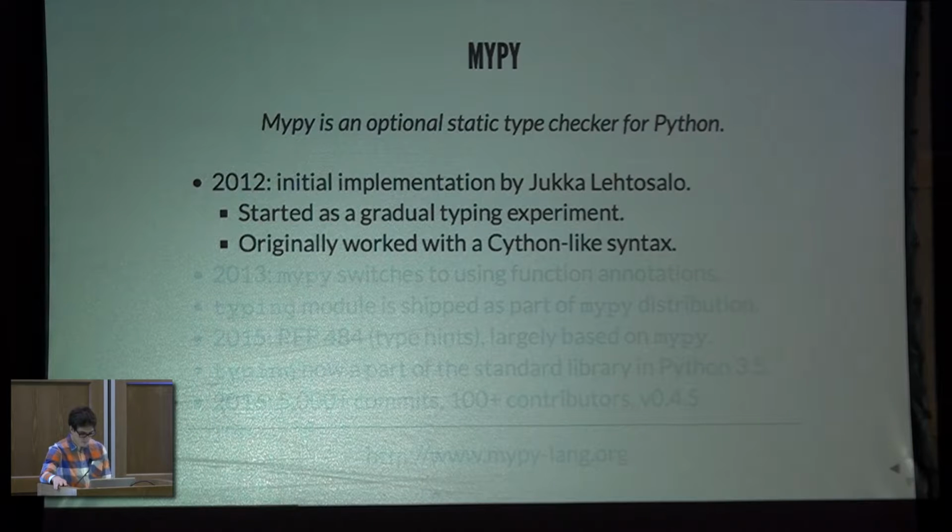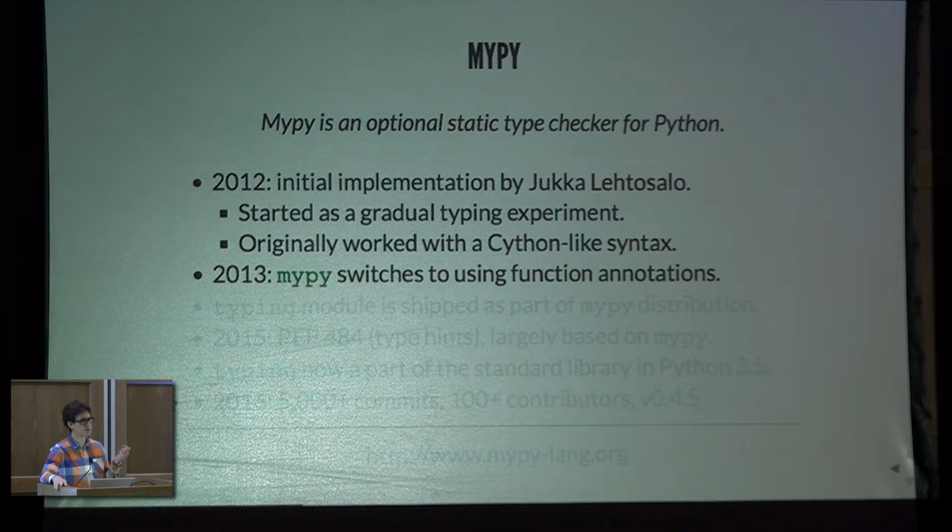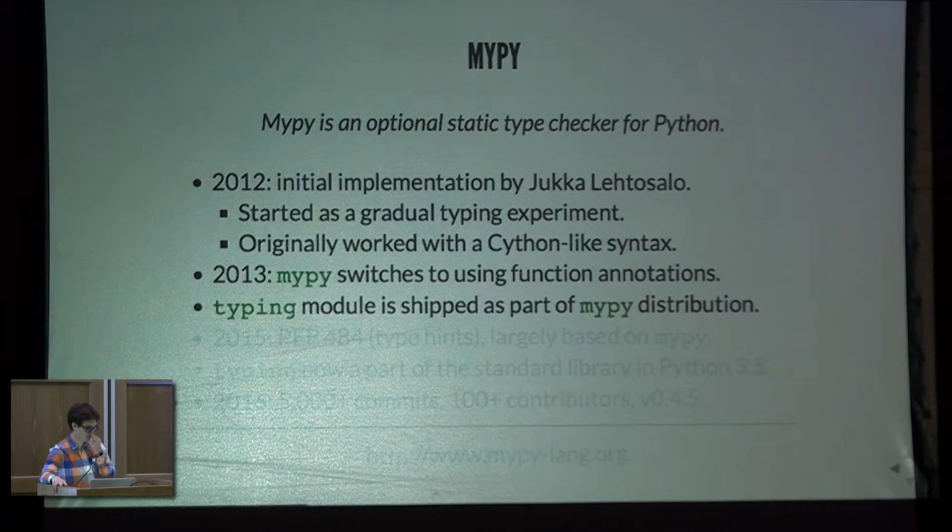Then he did a presentation at PyCon in Portland, Oregon, I think, in 2013. And there he met Guido van Rossum, who suggested switching MyPy to use function annotations so that it's actually compatible with Python code. And that's exactly what happened. Then MyPy included this typing module that hosted primitives like dict and list and int and generic type variables and all that. And that was shipped as a part of the MyPy distribution.